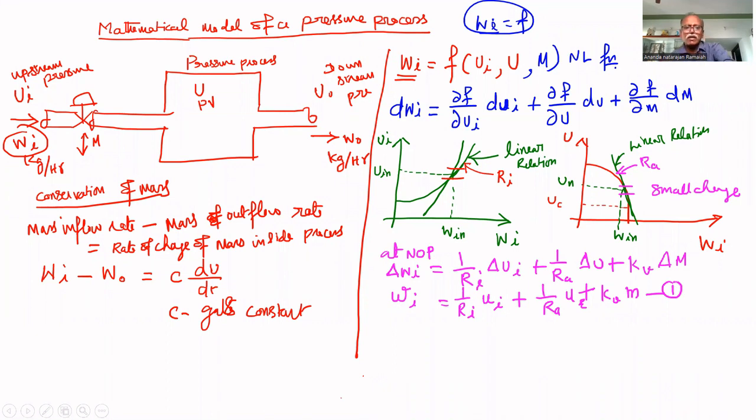Similarly, we can write another relation, that is w naught equal to a function of u comma u naught, for the outflow rate. Here u is the upstream pressure. For the inflow rate, u is the downstream pressure. That's why this graph. For the outflow rate, u is the upstream pressure. That's why the graph will be like this.